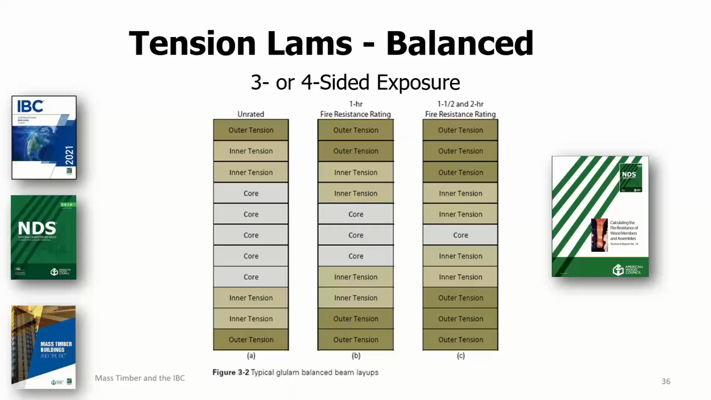And then this figure, also taken from AWC's TR10, shows how those core laminations would be substituted for a balanced beam scenario. These substitutions shown here on this slide can be used for either 3- or 4-sided exposure.